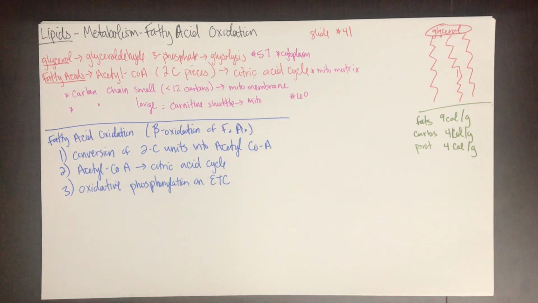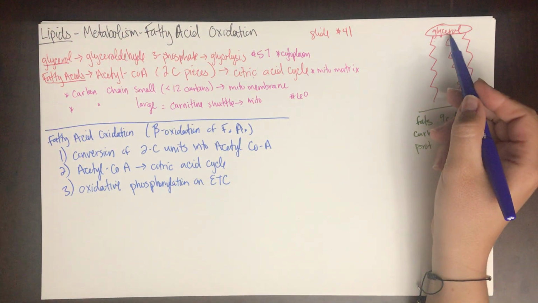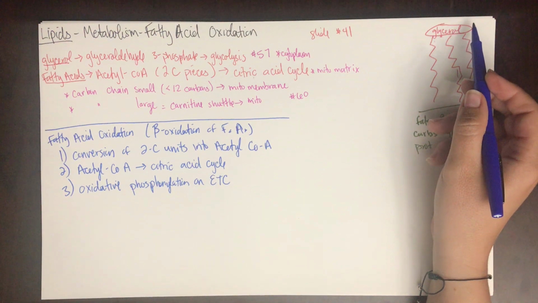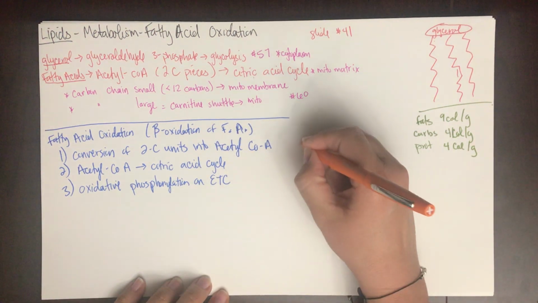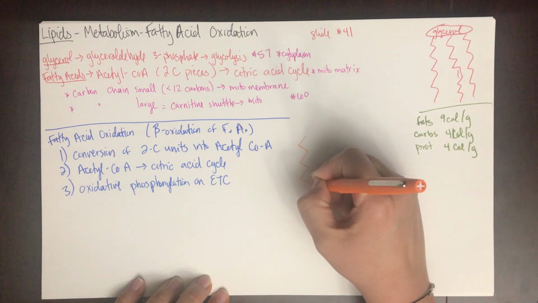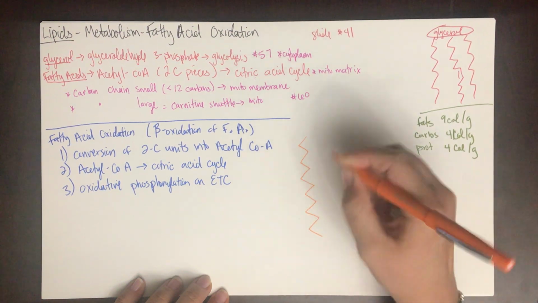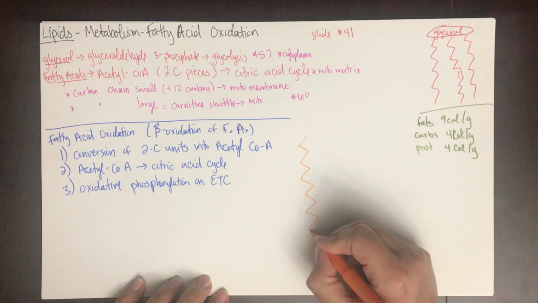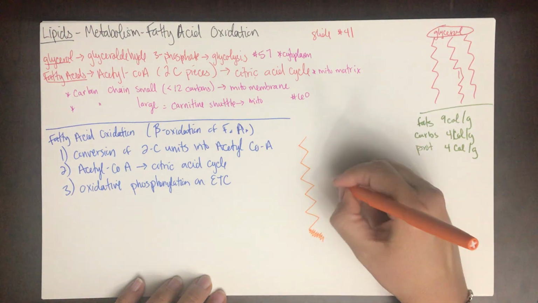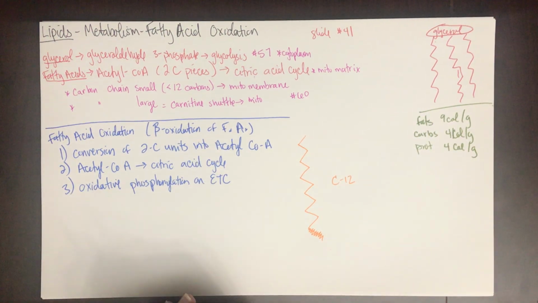Okay, so this is called beta oxidation because it's cut off at the beta carbon. So, for example, where this glycerol is, once this glycerol has been removed, we have the beginning of the chain. So let's say here is 1, 2, 3, 4, 5, 6, 7, 8, 9, 10, 11, 12. I drew it too long. Say it ends here. So this would be C12. This is a 12 carbon chain.